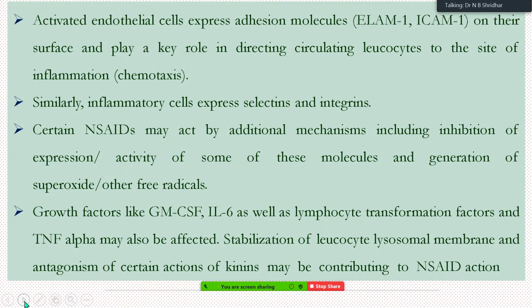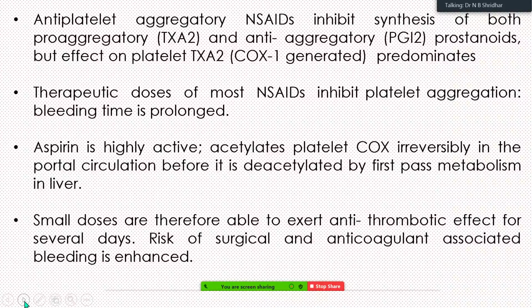So, for the effective management of the pain, we have to learn the action of individual agents in a thorough manner. Antiplatelet aggregatory NSAIDs inhibit the synthesis of both pro-aggregatory, that is thromboxane A2, and anti-aggregatory, that is PGI2, prostanoids. But the effect on platelets, that is thromboxane A2, which is generated by the COX-1, predominates especially. Therapeutic doses of most of the NSAIDs inhibit platelet aggregation, and bleeding time is usually prolonged because of the thromboxane A2 inhibition. And aspirin is very highly effective. That is why aspirin is the drug of choice for the cardiologists.